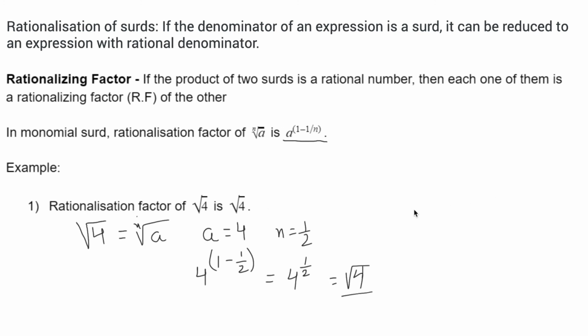Or in simple form, if you find anything under root without any power, which is nothing but half, then you can clearly say the rationalization factor is also under root a. You also call it square root.